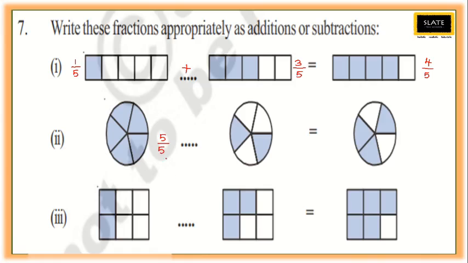We can write it as 5 by 5 or 1. So let's write 5 by 5. Now see the second figure, this one. Again, same 1, 2, 3, 4, 5 parts, total 5 parts, and how many parts are shaded? Yes, 2 parts. So 2 by 5, that is 2 out of 5 parts shaded.